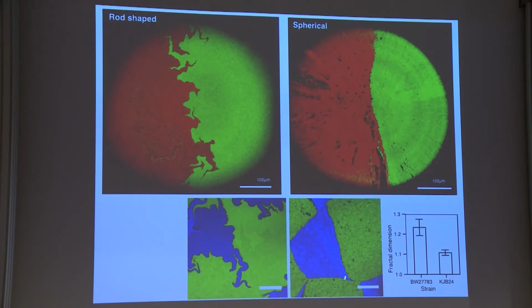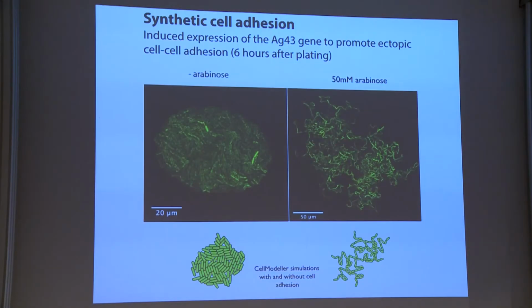And this shows, again, colliding colonies. So this is a clonal sector, and these are colonies that are growing together. And you see the fractal boundaries in one case and smooth boundaries in the other. And again, the models back this up as well. As well as this, you can also start to explore these models by looking at adhesion. So this is a wild-type microcolony.